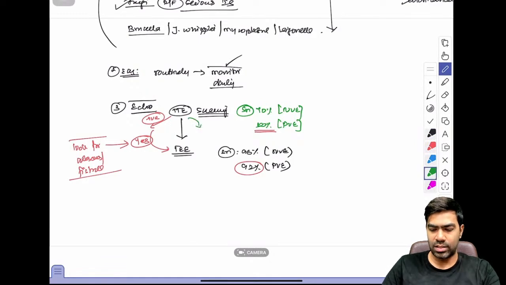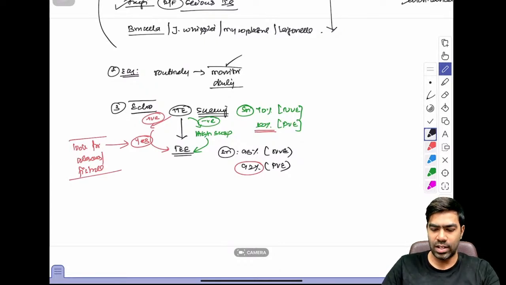Suppose the transthoracic echo is negative, would you go for transesophageal echo? Yes, if the patient has a high suspicion of infective endocarditis, especially prosthetic valve endocarditis, it should definitely be followed up with transesophageal echo. Even if the transthoracic echo is negative for vegetation, you still proceed with transesophageal echo because prosthetic valves are best seen in transesophageal echo only.